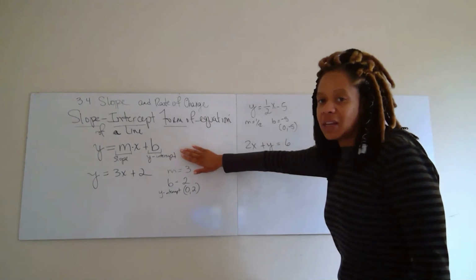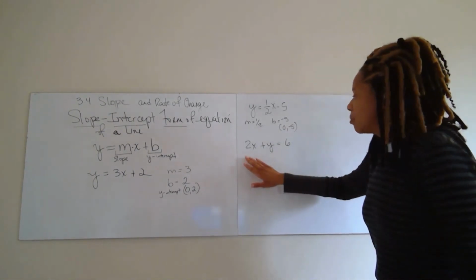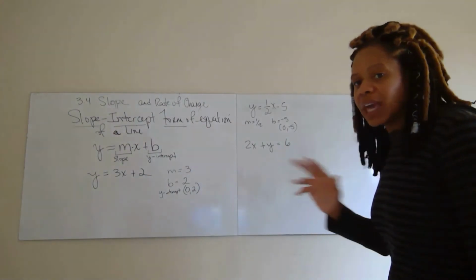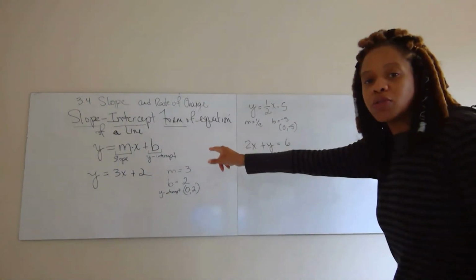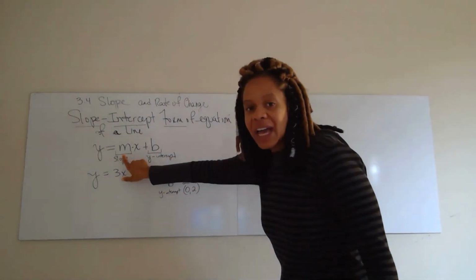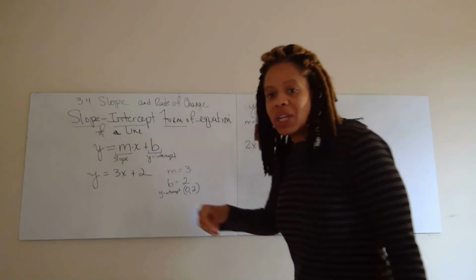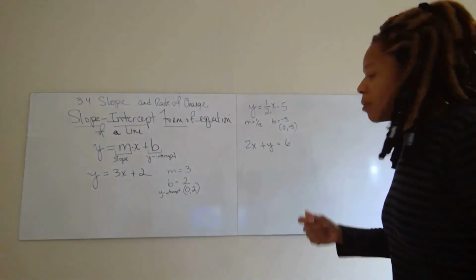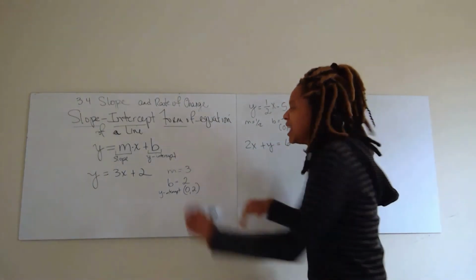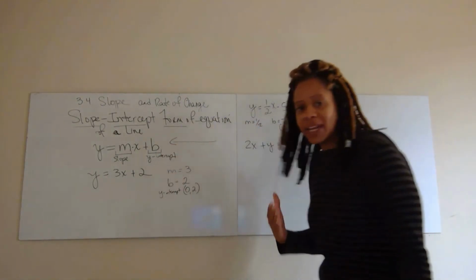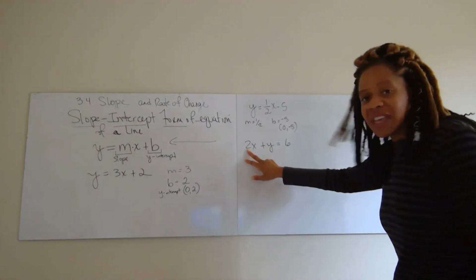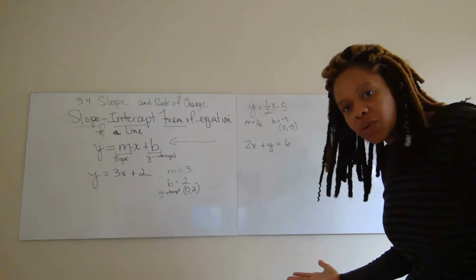So you cannot identify the slope. You can't tell me, oh, the slope is 2. You don't know that, because it's not in the y equals form. It is only m when it is on the other side away from the y. So you cannot identify the slope and the y-intercept from a given equation unless it's in this form. It has to be in this form in order for you to identify them. So you can't tell me for sure that this is m because it doesn't say y equals.